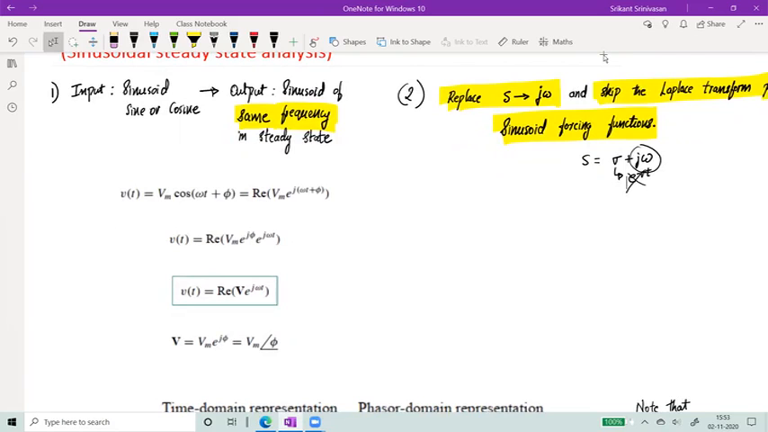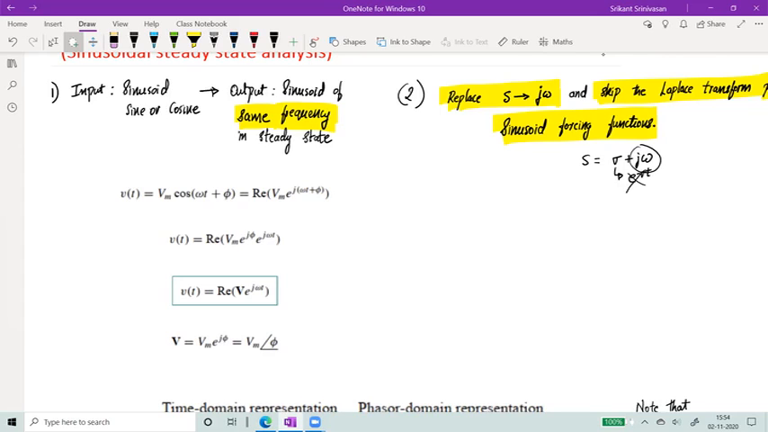So for example, if you have the case where you have an input voltage, which is a sinusoid given by V of t in the time domain is equal to some magnitude Vm cos(omega t plus phi). What is going to be the limits of this function in terms of magnitude? Since cosine goes from -1 to +1, that means V of t has a minimum value of minus Vm and it goes all the way to plus Vm.